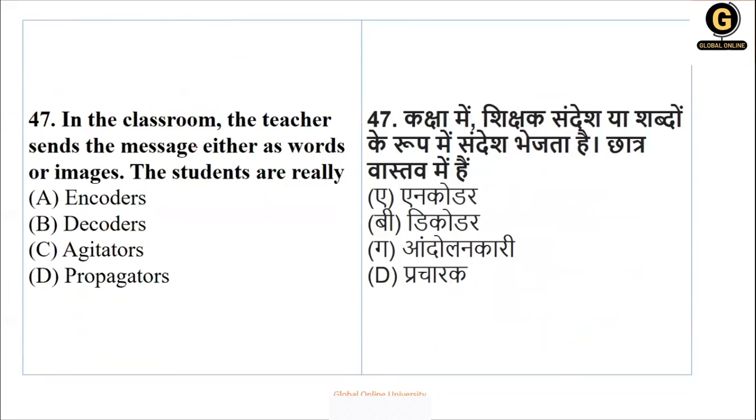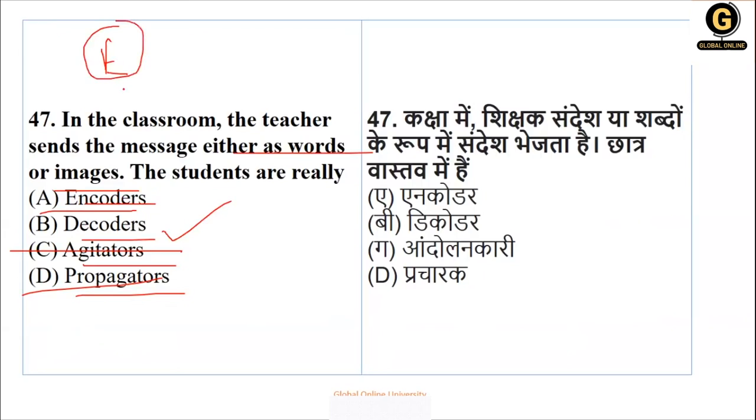Next, in the classroom, the teacher sends a message either as words or images. इसका मतलब है verbally or non-verbally. Students कौन है? Encoder, decoder, agitators, propagators. So these are not a close option. Teacher message दे रहे हैं, तो teacher becomes encoder. Students message receive कर रहे हैं, तो obviously students decoders.